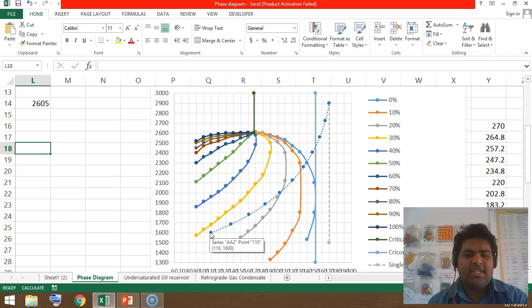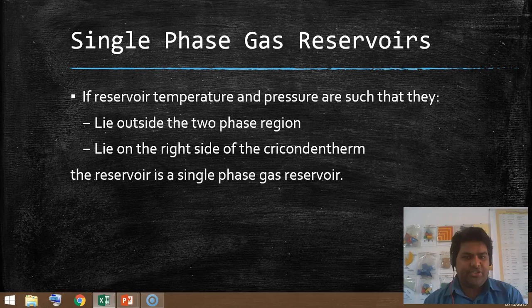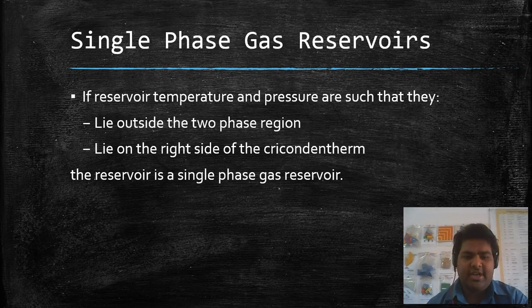But the point to note is both the liquid phase and the gas phase will have the same composition. The fluid which we are receiving at the surface will have a liquid phase and a gas phase, but they both will have the same composition. Okay, so this was about single phase gas reservoirs. Everything I just explained is written in the slides.